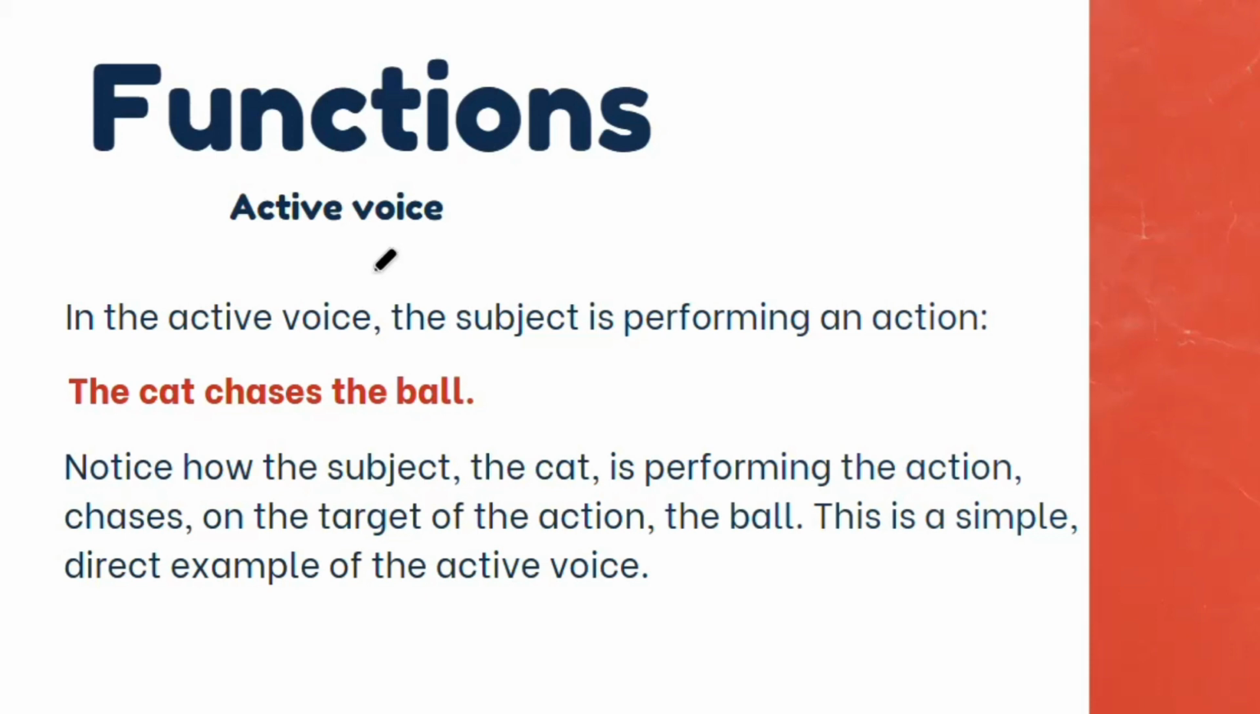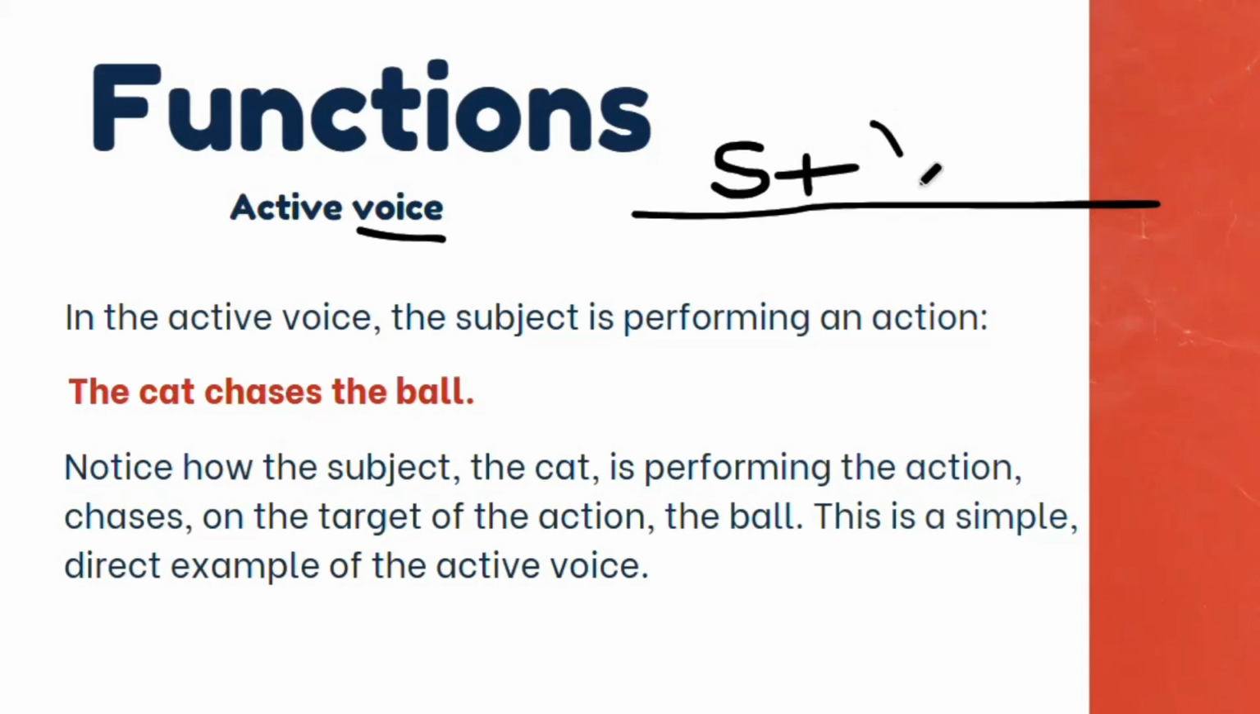So first let's simply check out what a voice is. When we write a sentence in English, it can either be in active voice or passive voice. It's nothing but the structure of the sentence. For example, if you write a simple English sentence, you write a subject plus verb plus object. This is the basic sentence structure. For example, this sentence: the cat chases the ball. In this sentence, we have the subject, the cat. What does she do? She chases. This is a verb. She chases what?